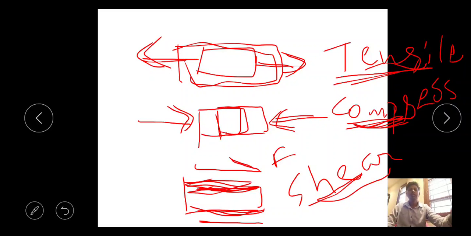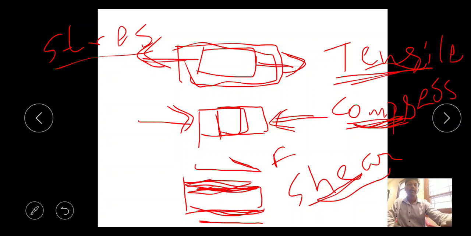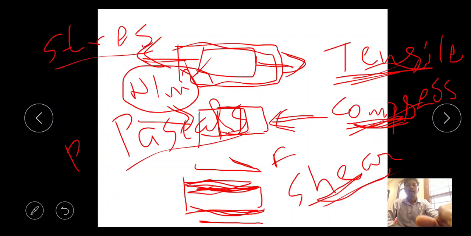And what is the unit of stress? Whether it is tensile stress, compressive stress or shear stress, what is the unit? As we just discussed, it is Newton per meter square. Newton per meter square can also be called Pascal, which is written as Pa. Pa is nothing but Pascal.